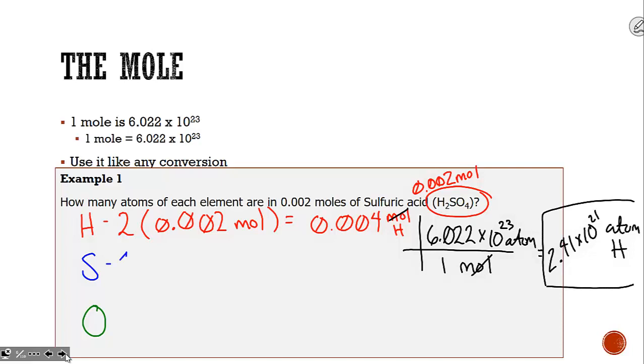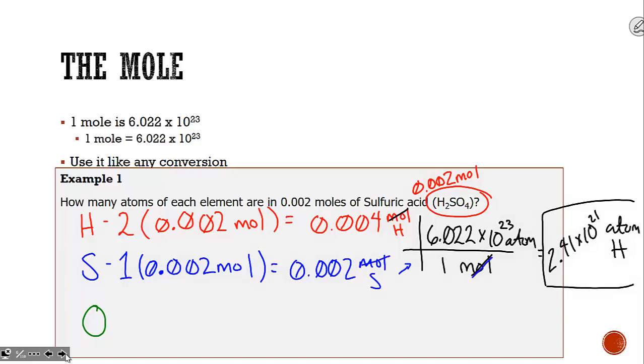Sulfuric acid only has 1 sulfur atom in its formula, so if we had 0.002 moles, that would be 1 times 0.002 moles. So we have 0.002 moles of sulfur. And this same conversion can be used. Moles cancel moles, leaving me with atoms of sulfur present. So in our 0.002 moles of sulfuric acid, there are 1.2 times 10 to the 21st atoms of sulfur.